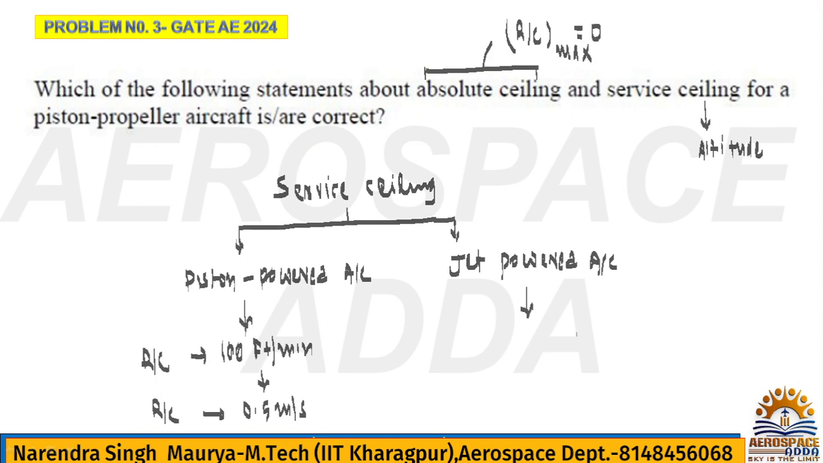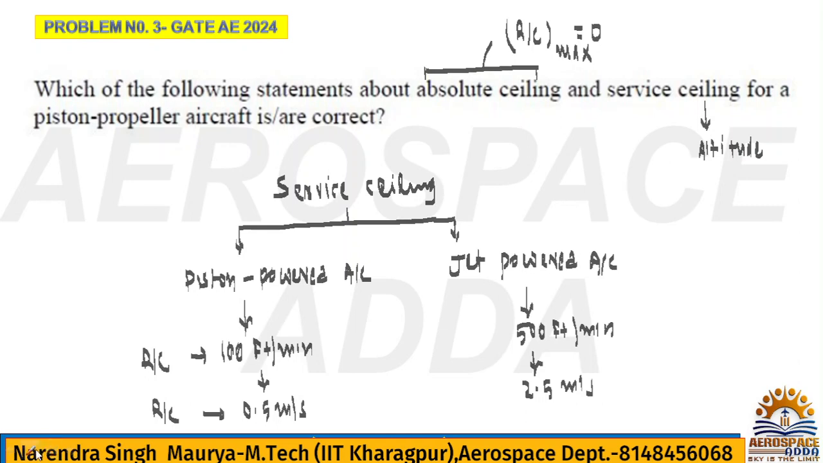And for the jet powered, it's 500 feet per minute. Okay, and in meter per second, I think approximately 2.5 meter per second. That you need to remember. All right. This is also sometimes called combat ceiling. So the maximum rate of climb for the combat ceiling or service ceiling, these values are the maximum value, rate of climb 100 feet per minute. This is the maximum value for the service ceiling.